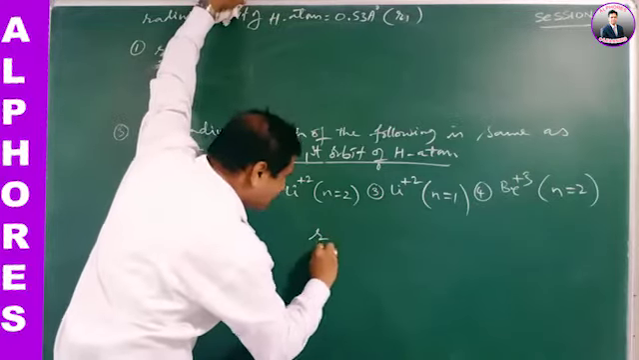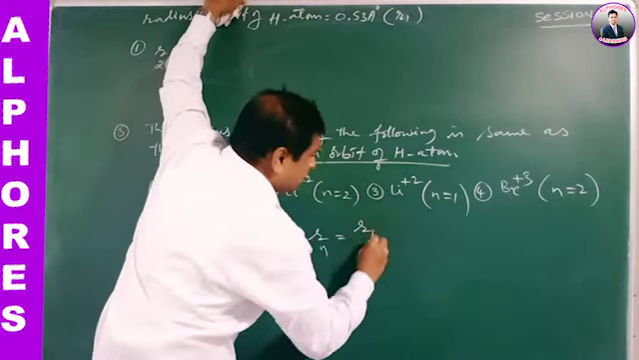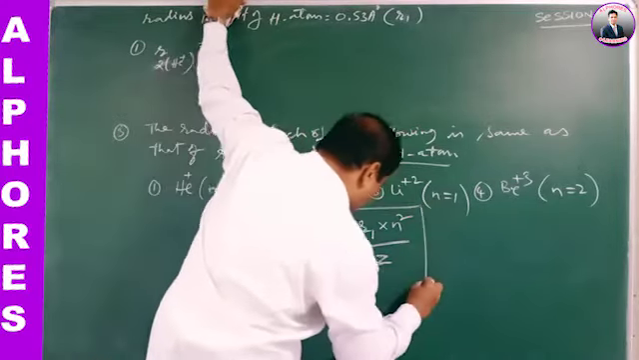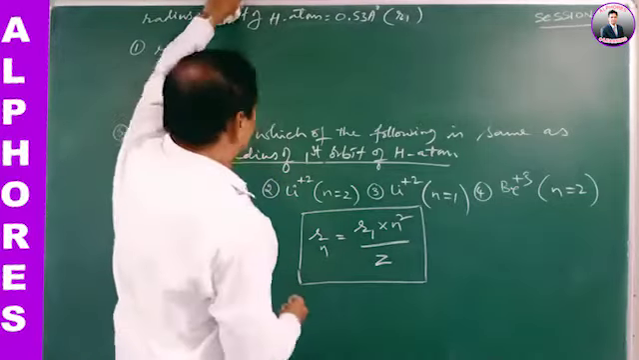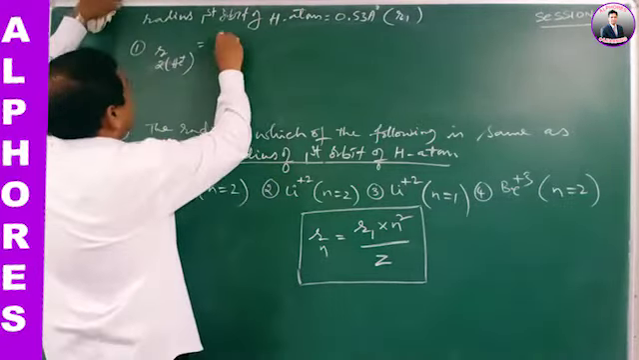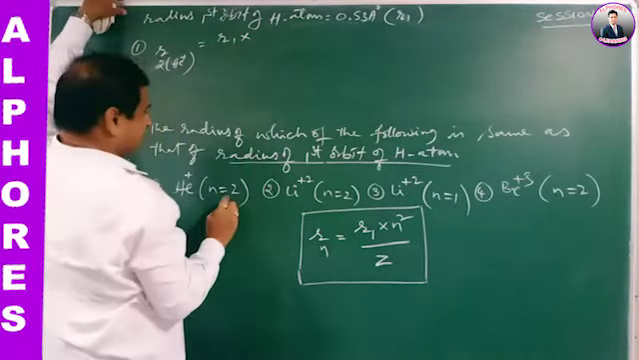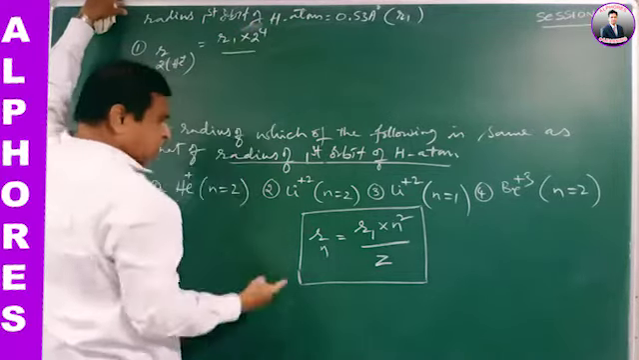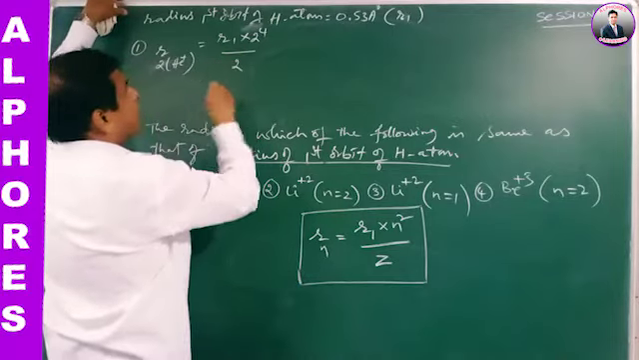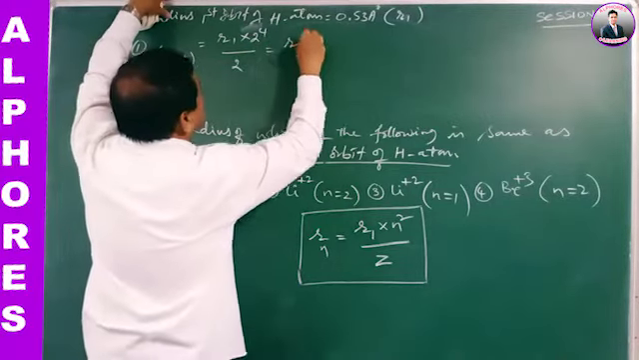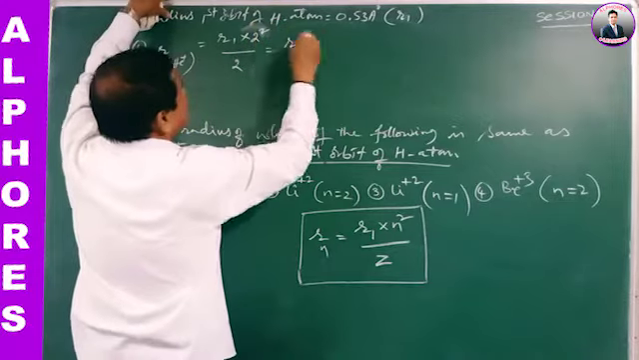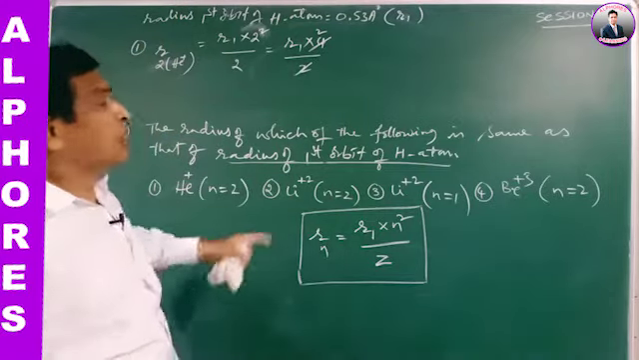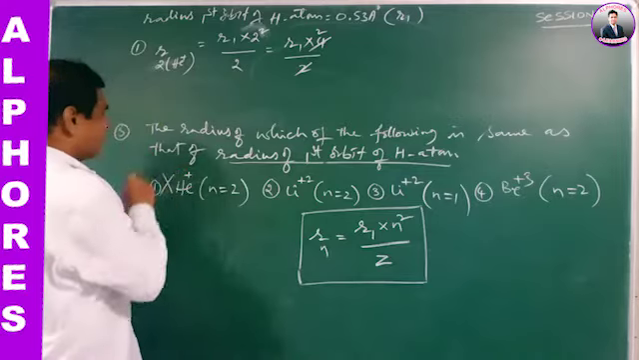The radius of the nth orbit is equal to the radius of the first orbit into n square by Z. This is the relation we have to follow for species containing one electron. Now that is R1 into n square, that is 2 square, by the atomic number of helium, which is 2. So that is R1 into 4 by 2. So it is twice that of hydrogen. It is not equal, so the first option is not our answer.